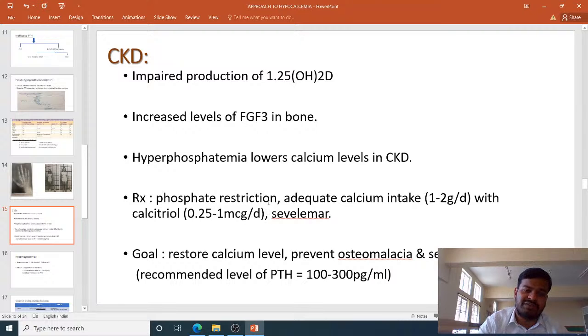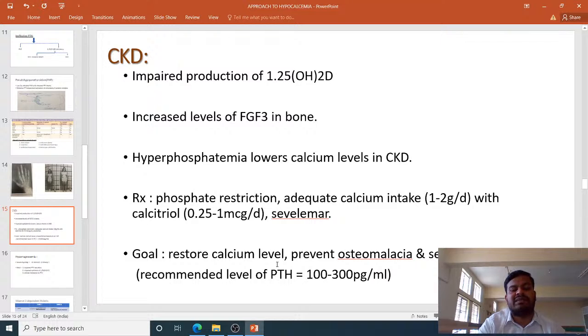usually what we do is phosphate restriction and adequate calcium intake of 1 to 2 grams per day with calcitriol, which is also 1,25 dihydroxycholecalciferol, and you should be giving 0.25 to 1 microgram per day, and sevelamer is a phosphate binder. So this is how you treat the patients with CKD who are calcium and vitamin D deficient.